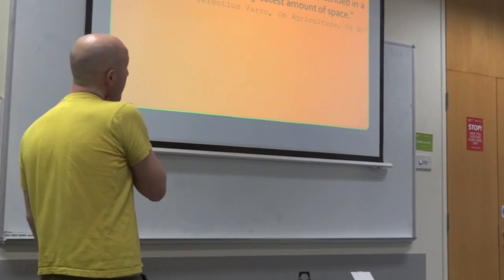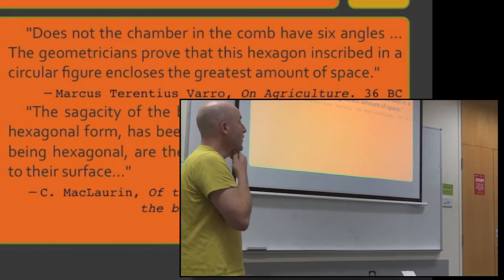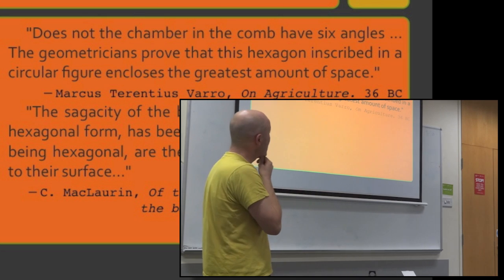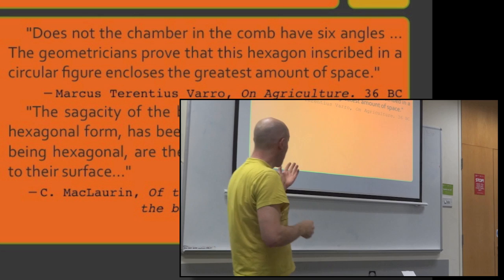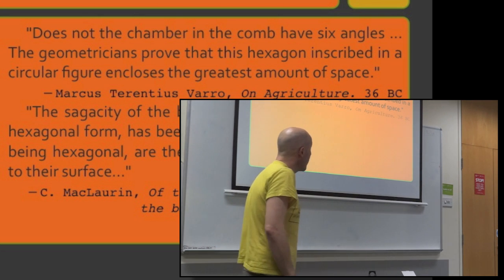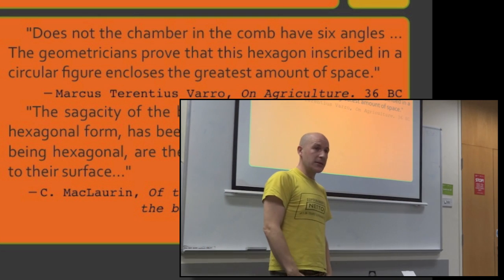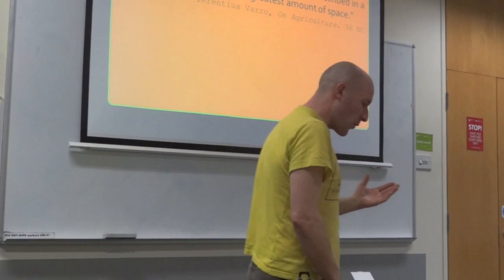When we look in 36 BC, Varro, writing on agriculture, says, "Does not the chamber in the comb have 6 angles? The geometricians, mathematicians, have proven that this hexagon inscribed in a circular figure encloses the greatest amount of space." So right there he's saying, let's not worry quite so much about the biological explanation here. Is this actually true that hexagons encompass the most efficient area of space?